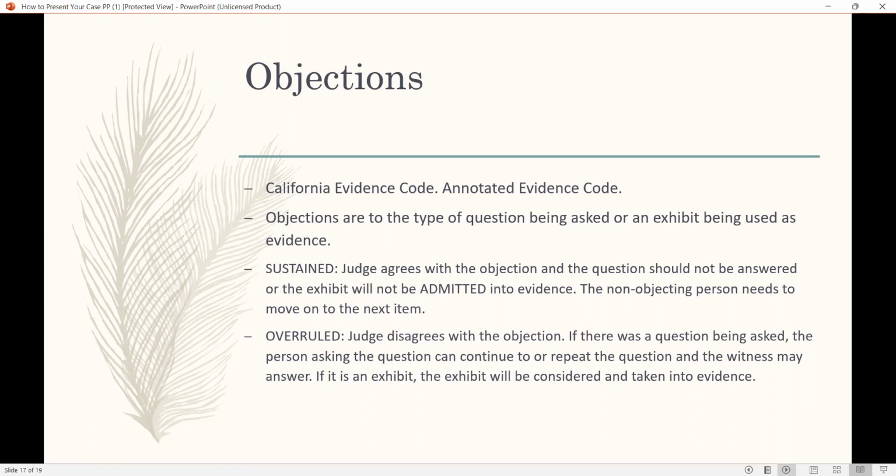If an objection is overruled, that means that the judge disagrees with the objection. If there was a question being asked, the person asking the question can continue to ask it or repeat the question, and the witness may answer. If it is an exhibit, then the exhibit will be considered and taken into evidence. And again, it can be used and referenced throughout the remainder of the case.